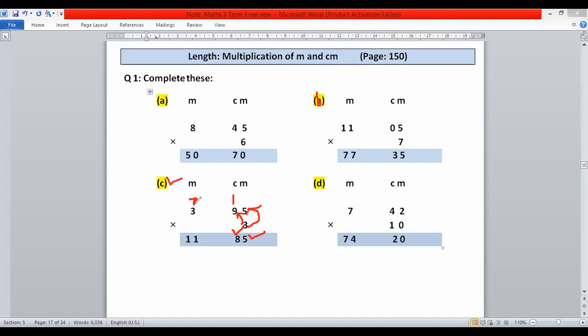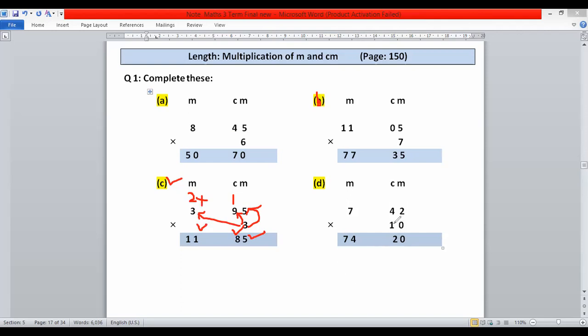Write the carry number in the below of meter here. After that multiply 3 by 3. 3 multiplied by 3, 9. 9 plus 2, 11. Similarly here, 7 meter 42 centimeter multiplied by 10.